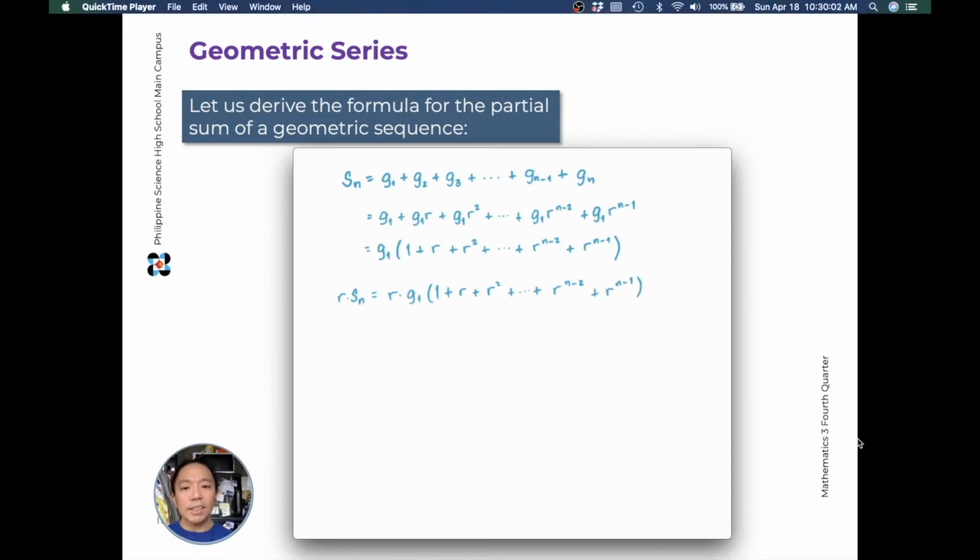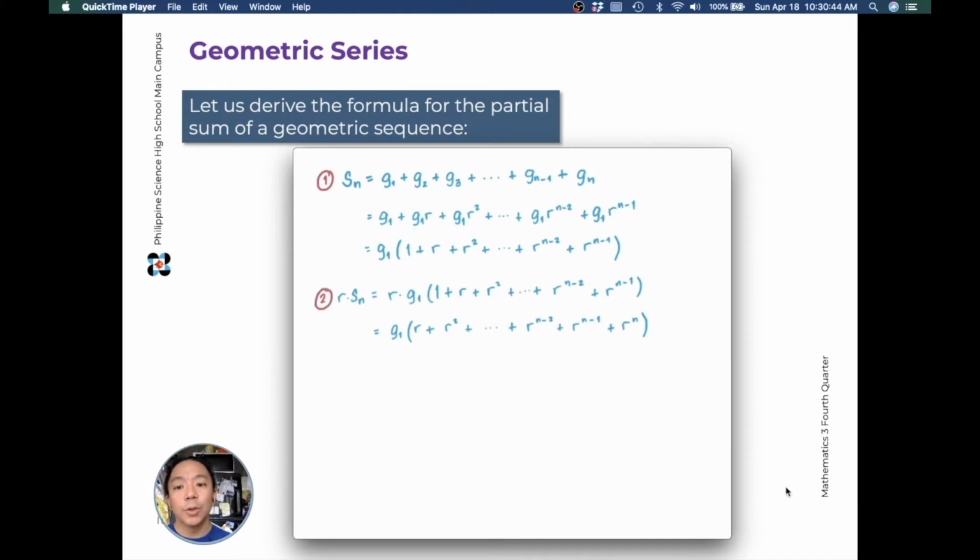So yung r sa labas, i-distribute ko na siya dun sa parenthesis. So I will get g sub 1 multiplied to r plus r squared and so on, all the way na hanggang r raised to n. Hindi na hanggang n minus 1. Kasi multiply natin ng r lahat ng terms eh. And what I will do is I will subtract yung r times s sub n dun sa s sub n sa taas. So I label my two equations as equation 1 and equation 2.